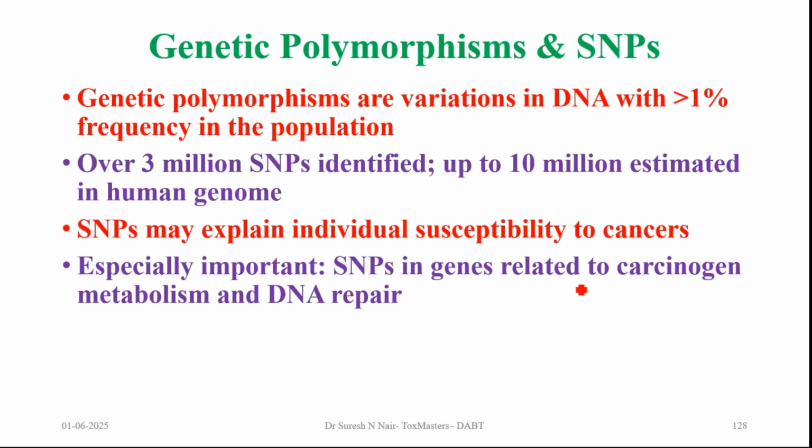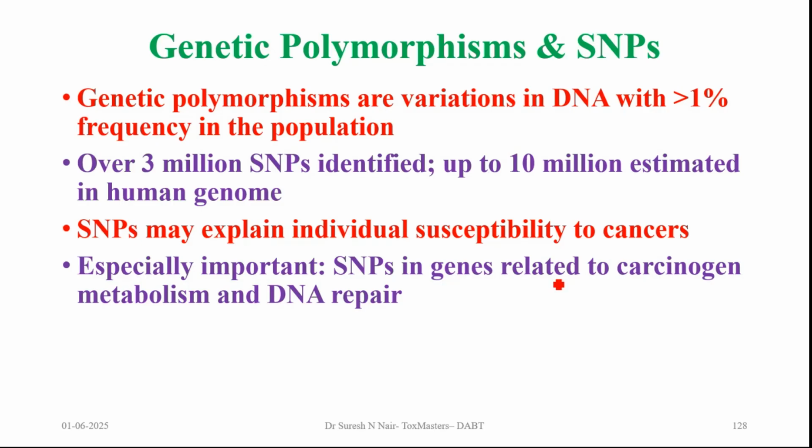Okay, the next one is genetic polymorphism and SNPs. When we studied about the DNAs, we have seen the single nucleotide polymorphism. Generally, the SNPs do not produce any carcinogenicity. The chances are very, very rare. But you can see so many SNPs because SNP is responsible for the intra-species variation. So it is a part of the evolution of DNA.